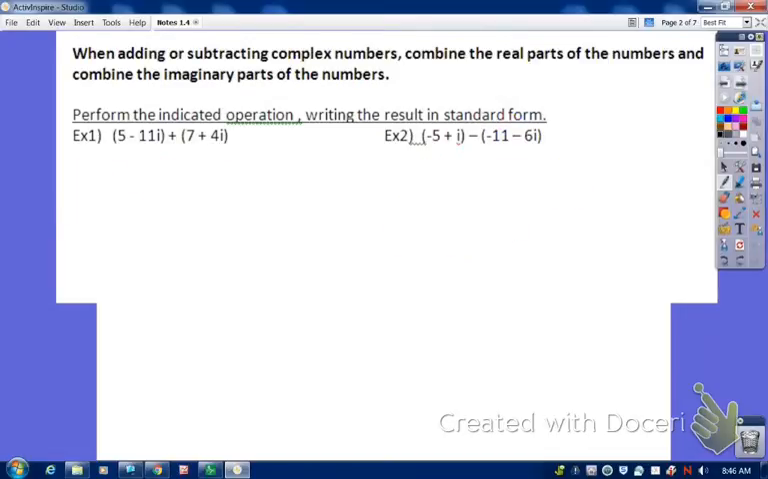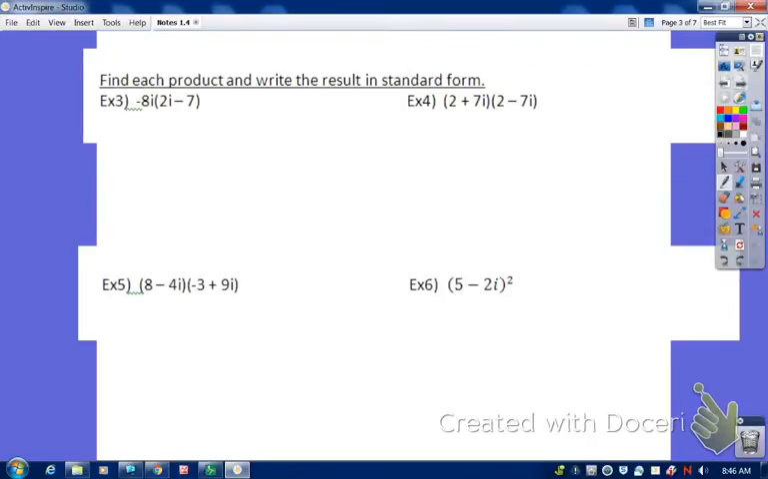Wait, so you can't get an i squared by multiplying? Yes, you can, and that's what we're going to do next. In the next set of directions it says find each product, that means the answer when we multiply, and then write your result in standard form.